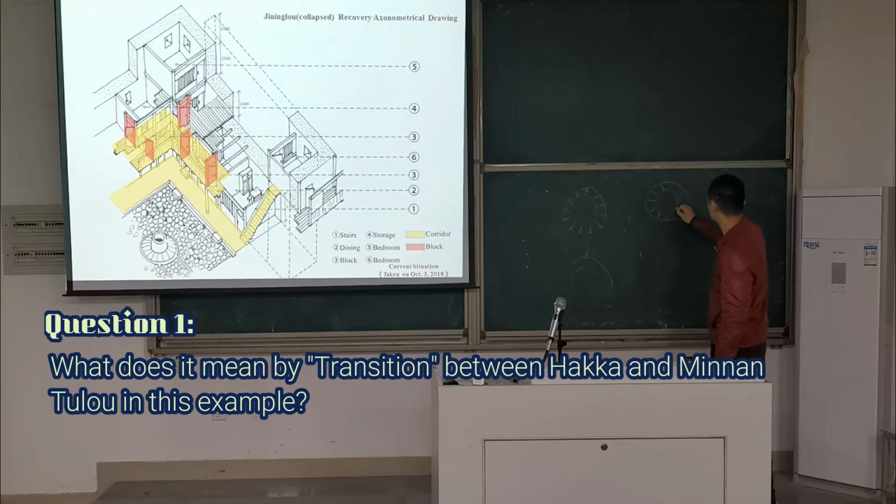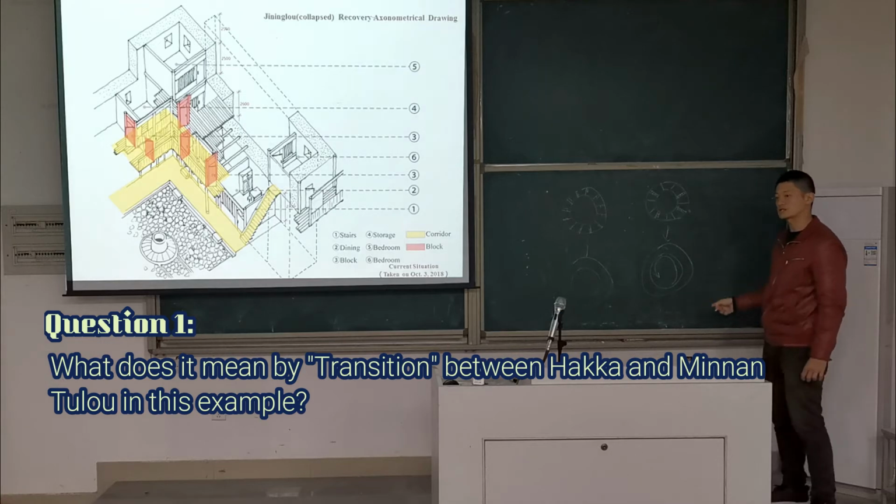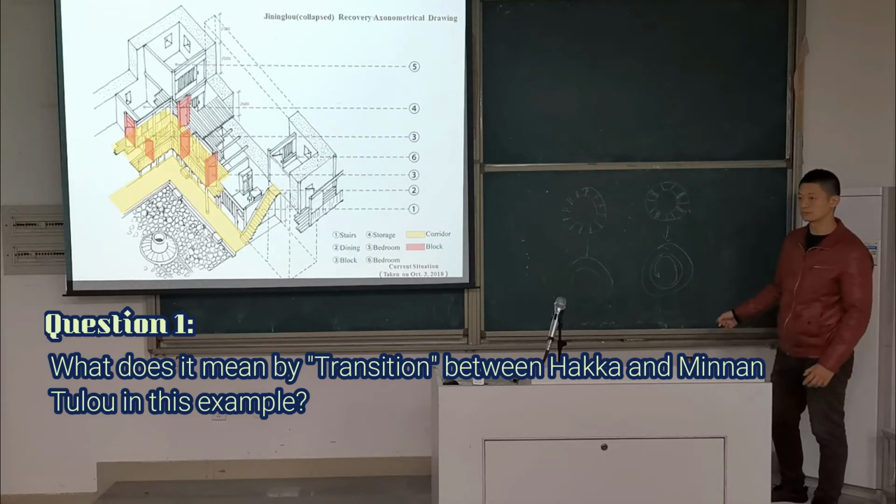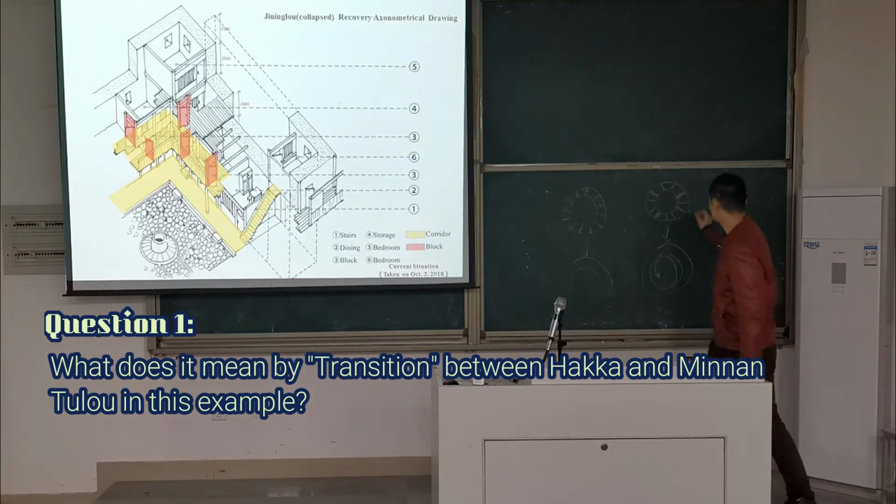the ground floor with a specific staircase, and corridors on the first floor. And as you go up, there is a corridor that goes around and links each family. Yeah, the Hakka.